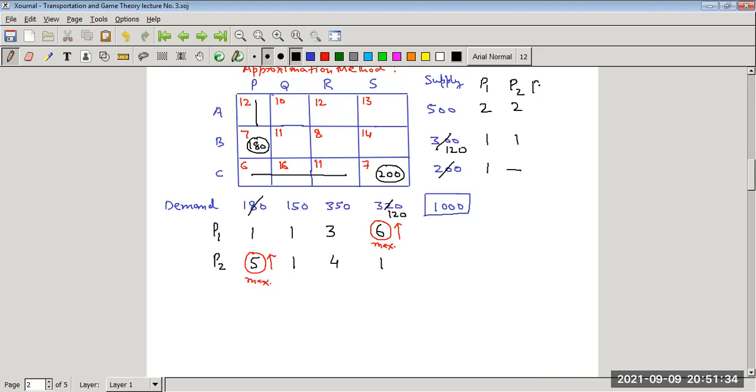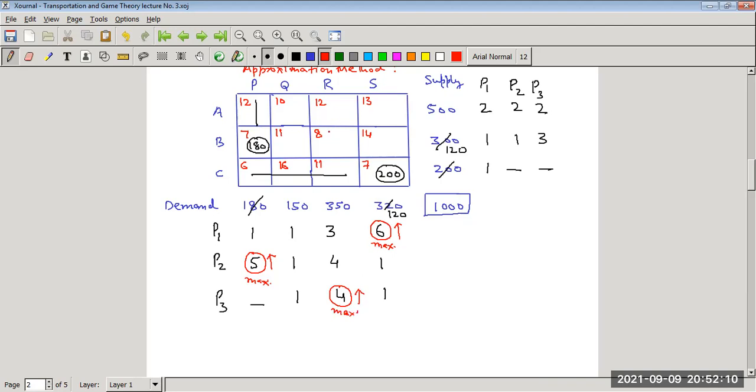Now again we calculate penalty P3. What is P3? Now 10 is the minimum, 12 is the next minimum, so penalty is 2. 8 is the minimum, 11 is the next minimum, penalty is 3. This cell is exhausted. Because this first column is exhausted, we can put a dash. Second penalty is 1. Next penalty is 4. Next penalty is 1. So what is the maximum? Yes, 4 is the maximum, so we choose this because it gives us the maximum penalty.